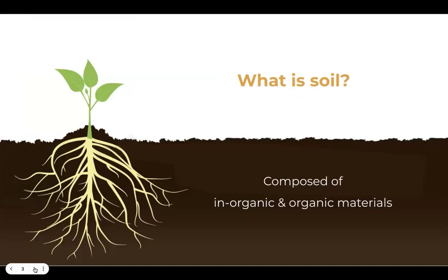Soil is one of the most important parts of the plant's environment. It's the medium in which roots are anchored and from which nutrients, water, and oxygen are obtained. Soil is a complex mixture of inorganic materials derived from the erosion of rocks and organic matter or humus, the decomposed remains of plants and animals.